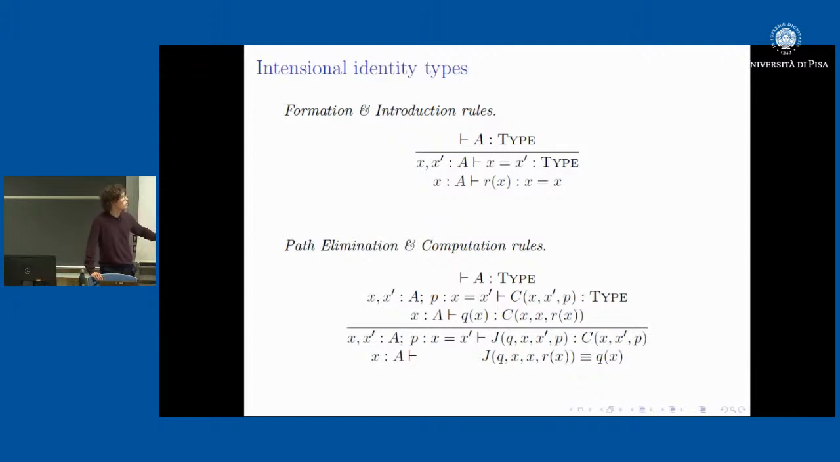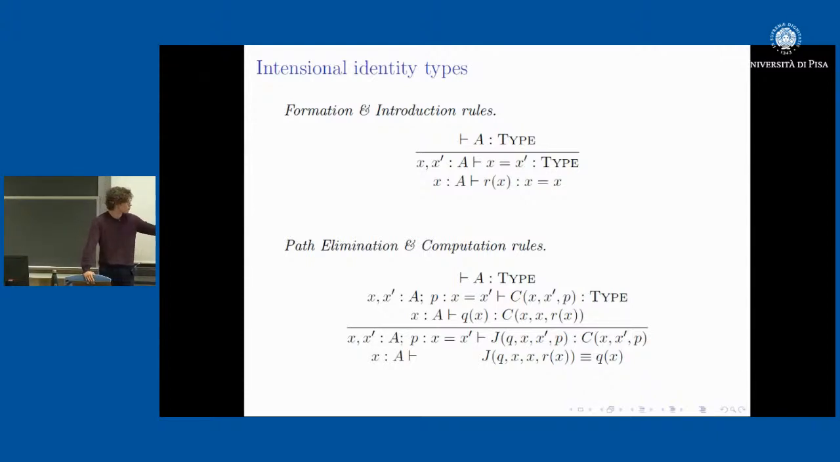There is a formation rule: when you have two terms of the same type, you can form their ID type. You have an introduction rule: if you plug in the same variable in both sides, then there's a choice of a term r of x. There's a path elimination rule that tells us that if we are given a statement, capital C, depending on a general path, and if we have a proof of that statement C, a term that here I call q of x, for C in the case where P is a reflexivity, then you actually have a proof, that here I call J, for the general statement.